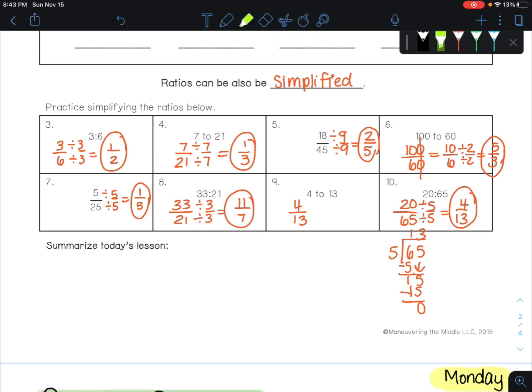Now, if you're wondering, how did I know how to simplify these? Well, basically that's just going back to factoring and our math facts. So you're going to want to maybe pull up a times table if you're having a hard time with this part of it. But as long as you understand that the order of a ratio matters and that they can and should be simplified, then you're off to a great start.